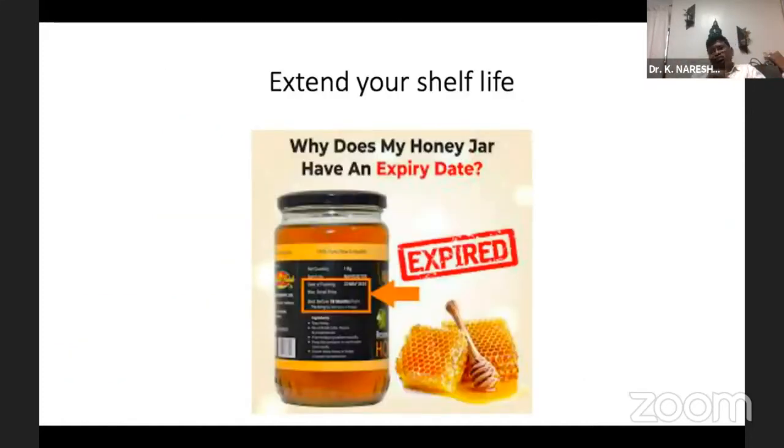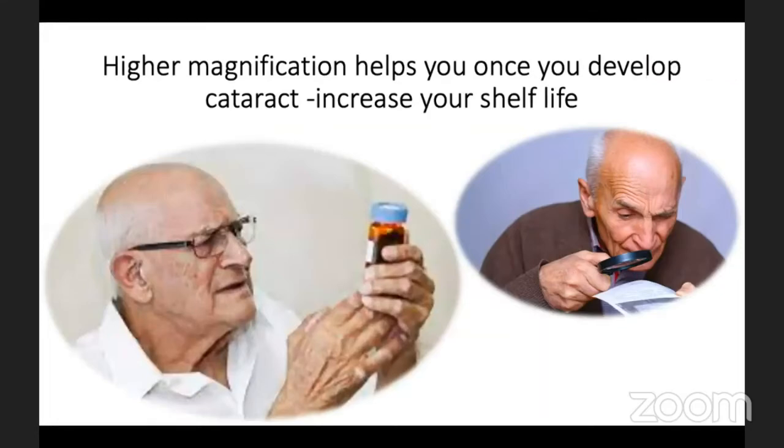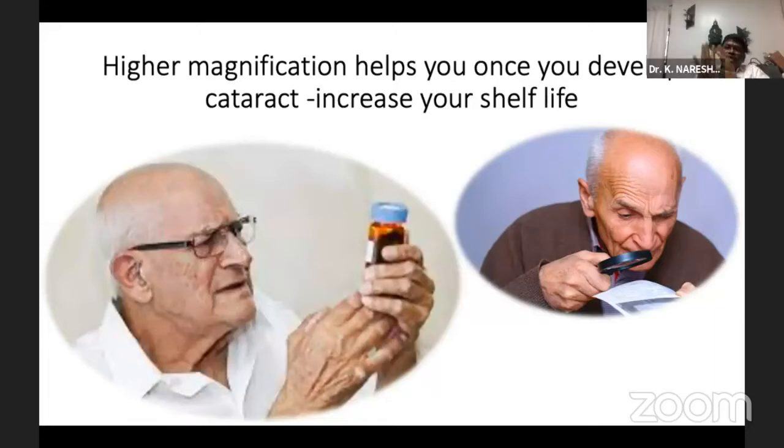The biggest funniest thing nowadays is the honey, which comes with an expiry date. You cannot have an expiry date for pure honey, but humans also come with an expiry date. What happens when you have cataract? You will have to operate. If you have a vision of 6/24, still you can operate. Without getting operated on your cataract, you can still operate on the patient's eye.